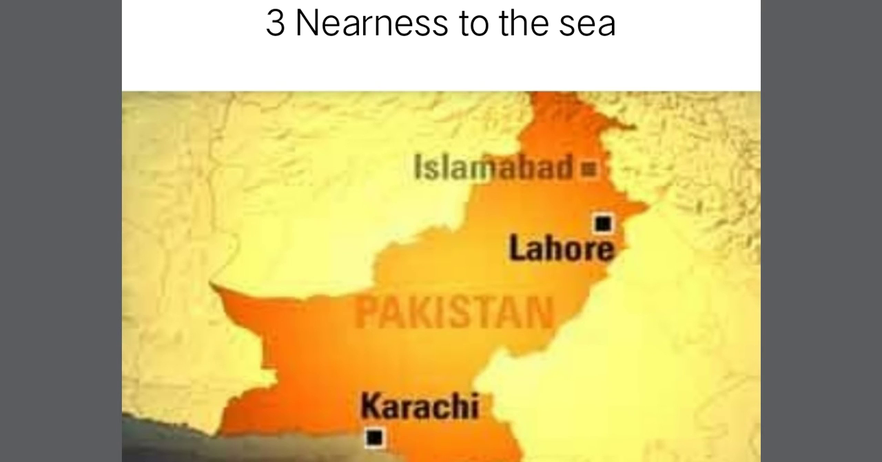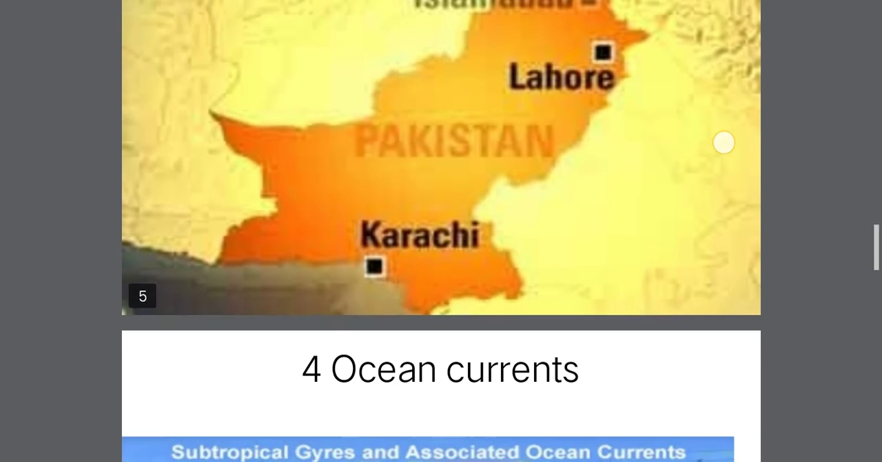When you come to July, Karachi is 31 centigrade, and Lahore is 34 centigrade. So it means Lahore is a very hot region. This is happening because of nearness to the sea. It can also change the climate.